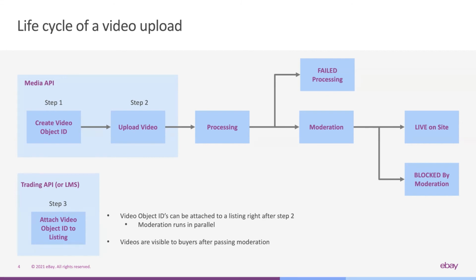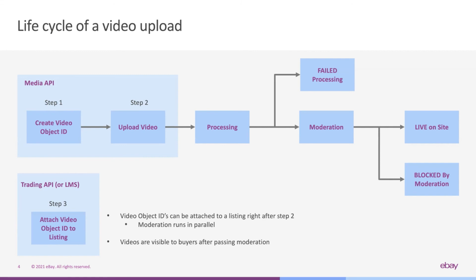So the next step that you can do right after step 2 is to use the existing trading API using add item or revise item or that family of calls to attach that object ID you've got in step 1 to that listing. And again, you don't have to wait for that entire lifecycle processing to finish behind the scenes. You can do it right away.